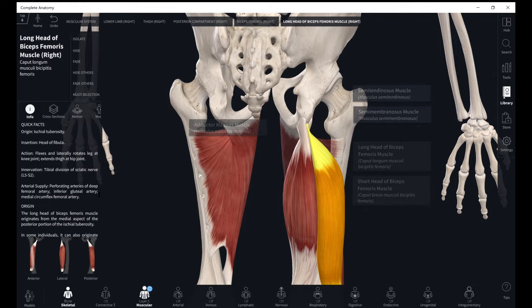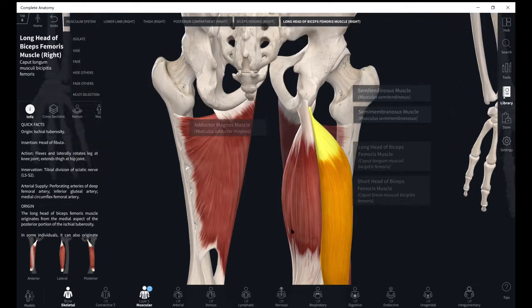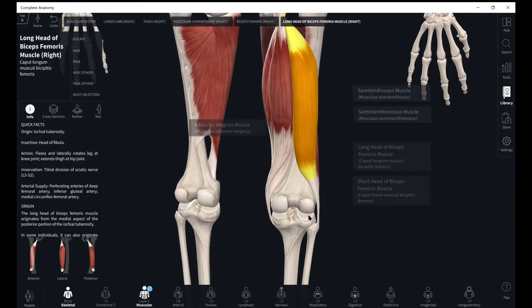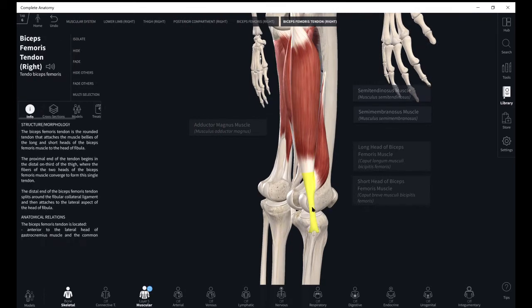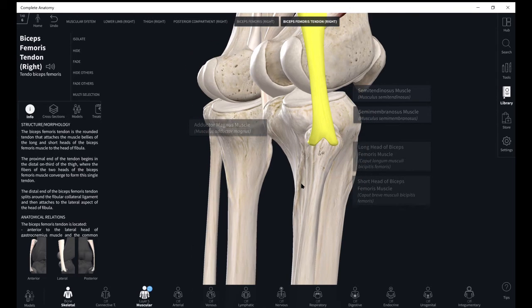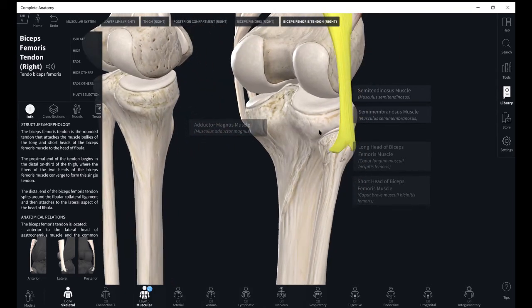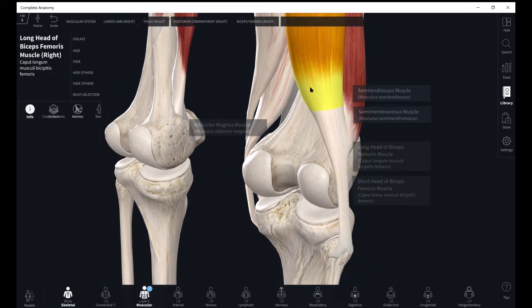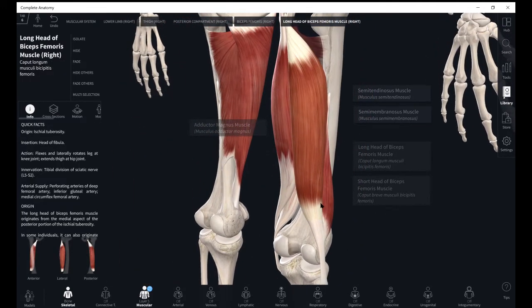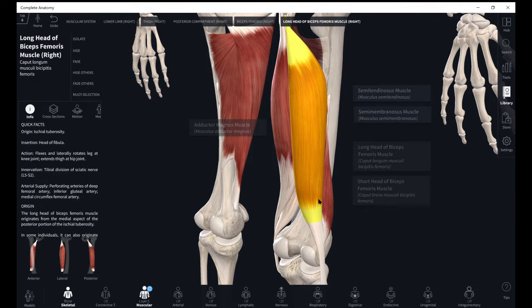Again, long head of biceps, its insertion is into the head of the fibula. So I'll highlight that and we can see its distal attachment, again, onto the head of the fibula. Its action is it flexes and laterally rotates the leg at the knee joint and extends the thigh at the hip joint. And innervation again, tibial division of the sciatic nerve, L5, S1, S2.